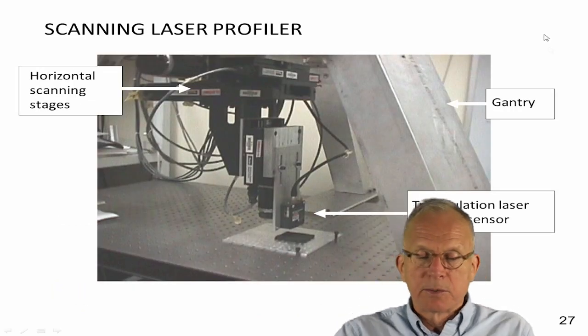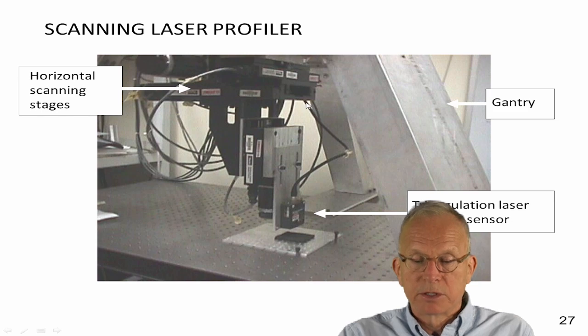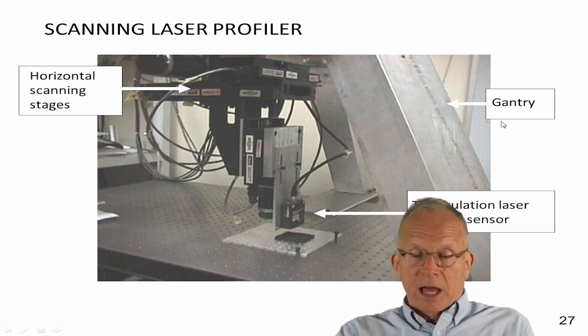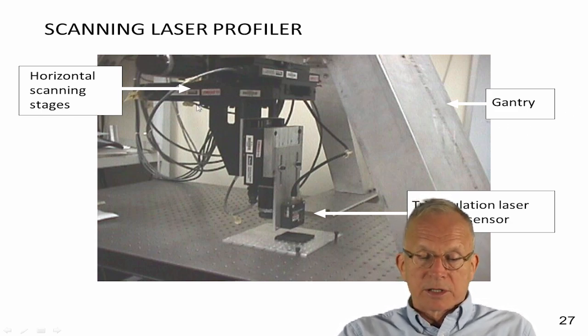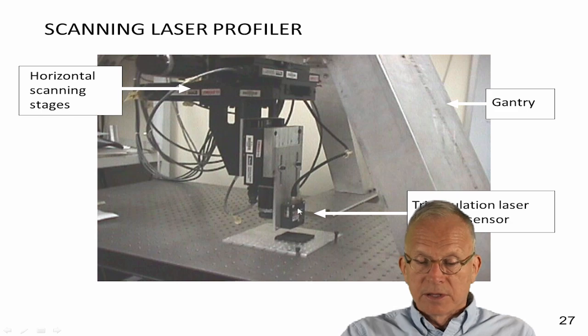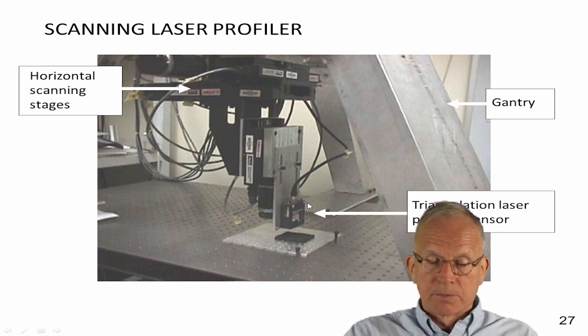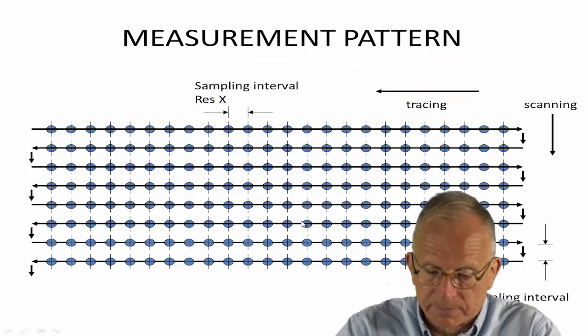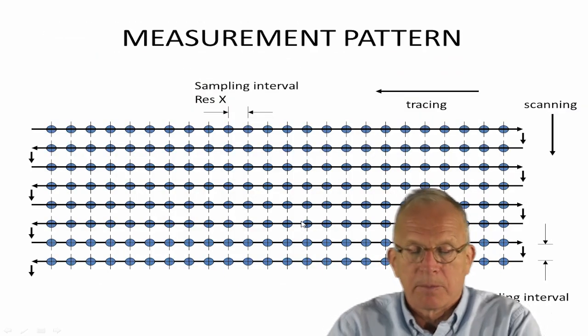So here is this measurement device configured for lab use on an air table with its large legs out. So there's a gantry system that's holding the horizontal scanning tables, and then there's one here for following the workpiece. And this is a triangulation laser position sensor.